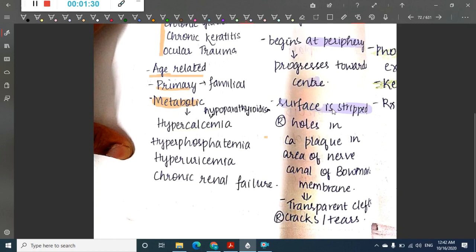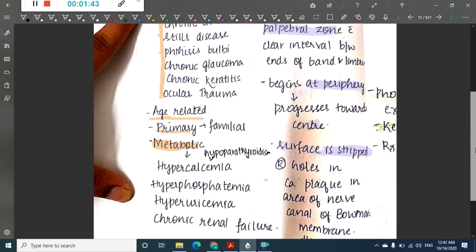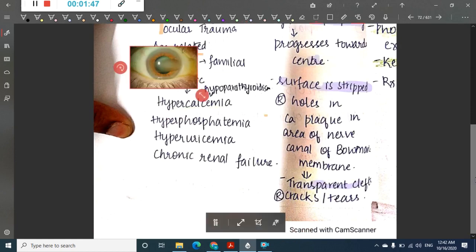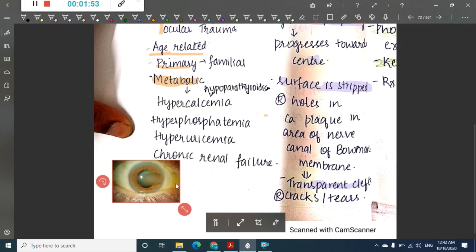That means there will be holes present in the calcium plaque in the area of the nerve canal of Bowman's capsule, resulting in transparent clefts. Even though this is not important, at least you should remember some causes, because one question has been asked once. Then this is the picture of the eye showing band shaped keratopathy.